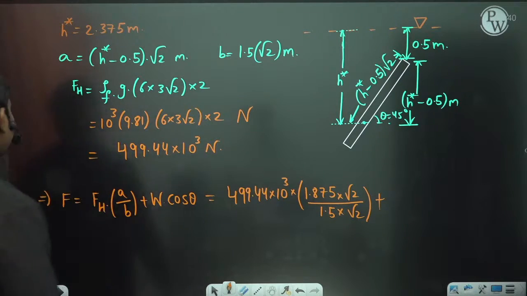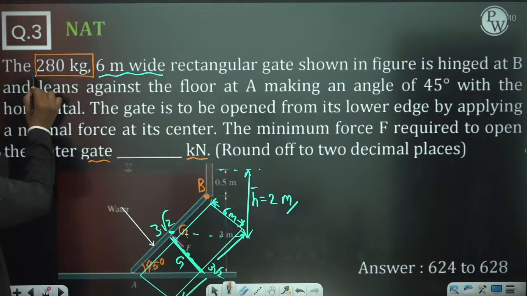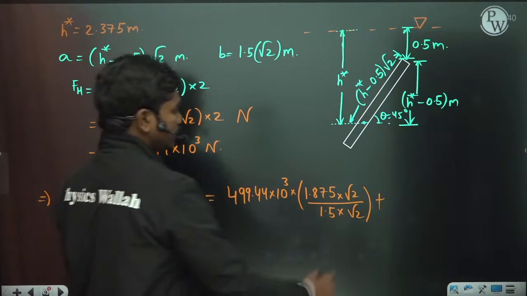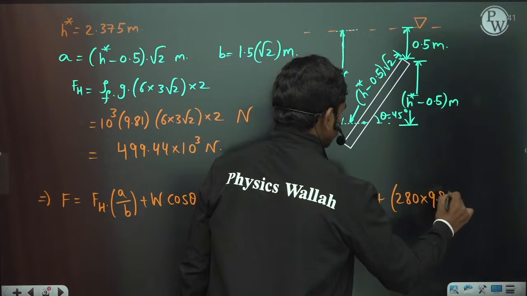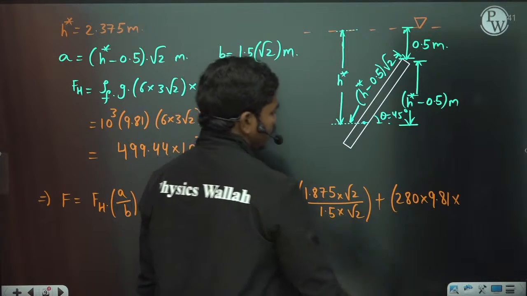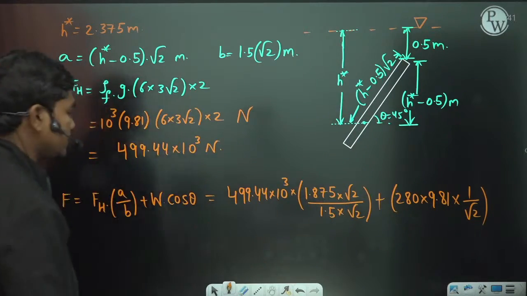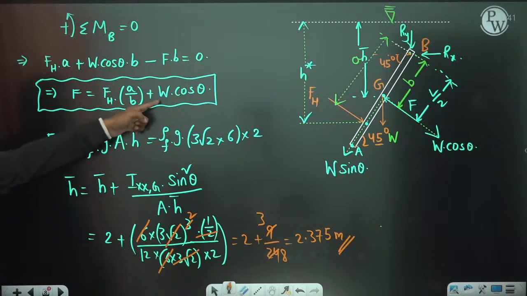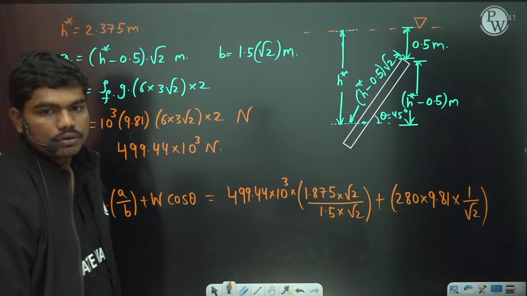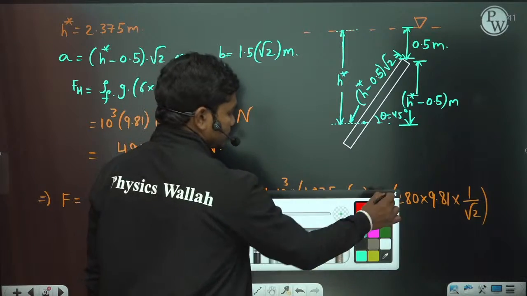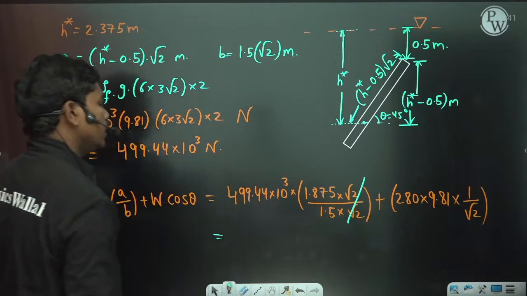So what is W? Weight of the plate, it's given. The plate is 280 kg, so this value is 280 into 9.81. This is the weight, and into cos theta, which is 1 by square root of 2. So in this equation we have W cos theta, W into cos theta is this value. Square root of 2 and square root of 2 get cancelled.